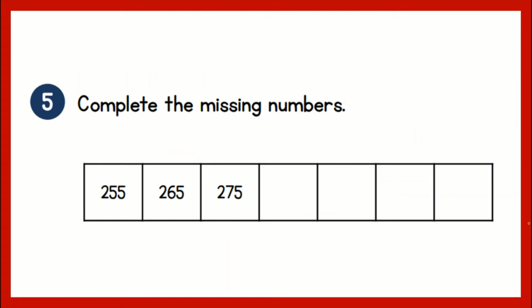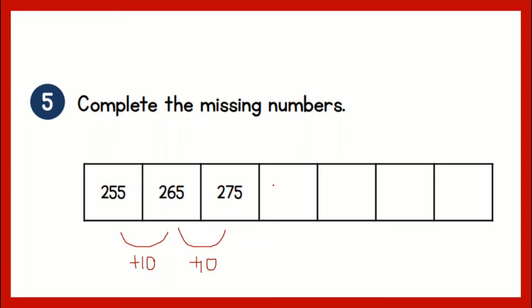Question 5. Complete the missing numbers. Now we need to see what the numbers are going up by each time. So we've got 255, 265, 275. We can see that every single time they're adding on 10 each time. So 255 plus 10 gives us 265. 265 plus 10 gives us 275. Now if we keep adding on 10, we can fill up the squares.